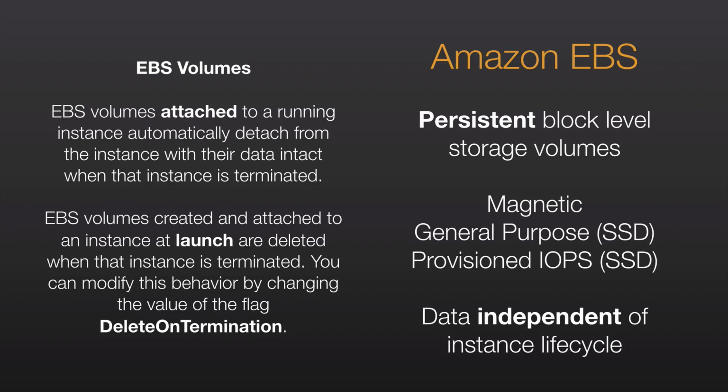EBS volumes created and attached to an instance at launch are normally deleted unless you modify the behavior of those volumes by changing the value of the flag delete on termination. So you can set your EBS volumes to auto persist by changing the delete on termination flag. This can help with persistence, and it just indicates that data is independent of instance lifecycle.